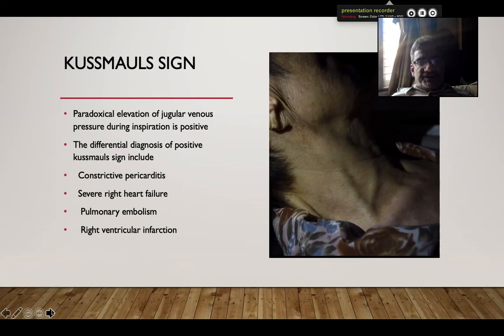Another important question in the exam, Kussmaul sign. Normally during inspiration the JVP reduces, the jugular venous pressure is reduced. But what happens in Kussmaul sign is there is a paradoxical elevation of jugular venous pressure during inspiration. So what does it indicate? The differential diagnosis includes constrictive pericarditis, severe right heart failure, pulmonary embolism, right ventricular infarction. So if at all detected, it's quite a useful sign.